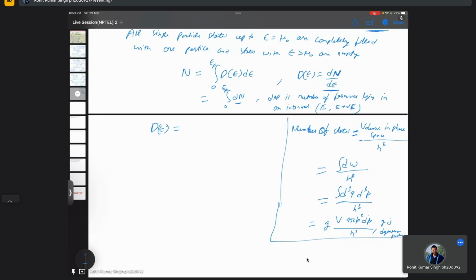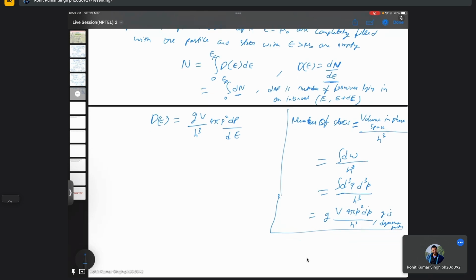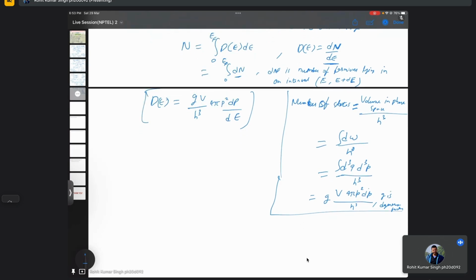So then finally your density of states will be divided by dE, right? And this is a very useful formula to use.